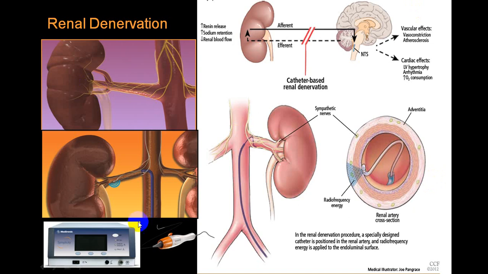While here you put a wire, this probe, and you burn out all those sympathetic fibers which are supplying this renal artery, and that's why it is called renal denervation. It is denervating the sympathetic fibers. So you burn out those particular fibers by radio frequency.